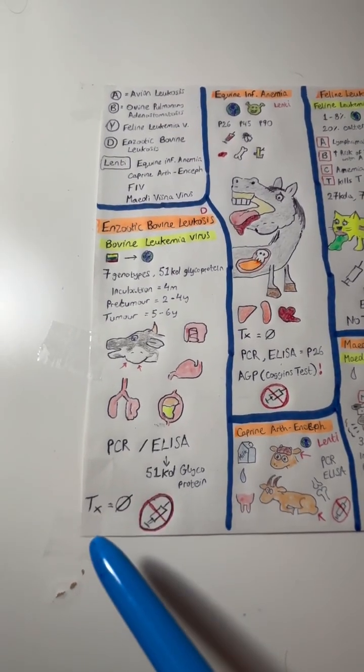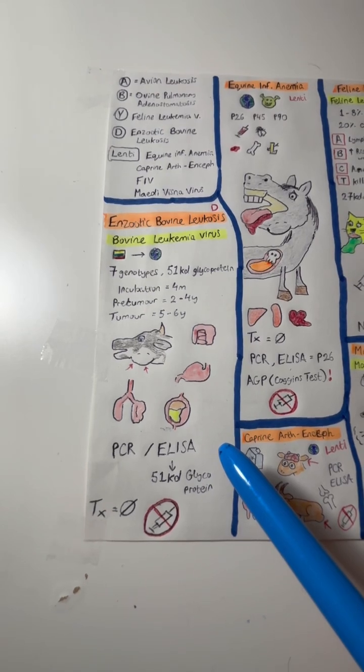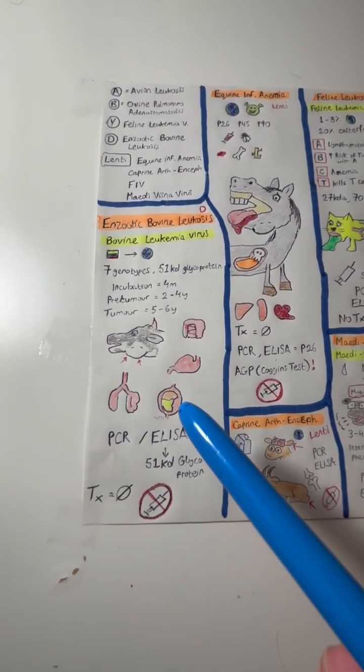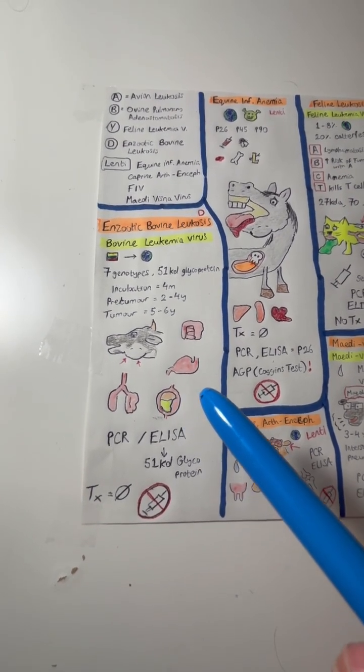There is no treatment and there is no vaccination. For prevention, get semen from disease-free bulls as well as making sure they get colostrum at birth. And for veterinary activities, have sterile work, especially when dealing with blood.